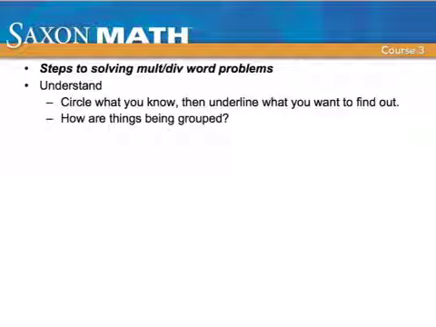Next thing is how are things being grouped together? They are going to be grouping things, either multiplying things, dividing things. Things are going to be in groups. They're going to have some groups that have some amount in them, and there's going to be a number of groups. So we got to figure out how they're being grouped together.